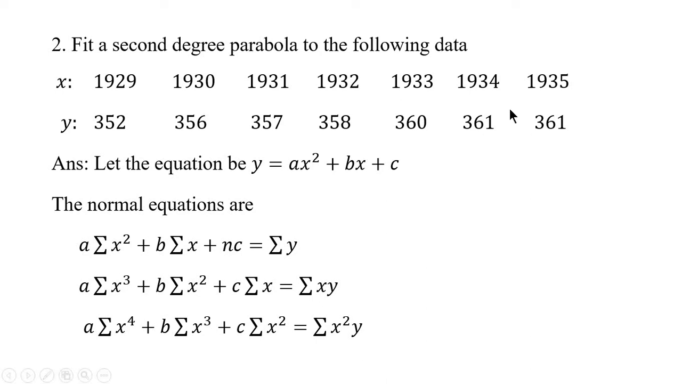Problem 2. Fit a second degree parabola to the following data. So here there are 7 values of x and y, and you can observe that small x and small y values are very big in number. So I am going to consider again an origin so that small x and small y can be converted in terms of capital X and capital Y. So I have written the second degree equation and also the normal equations.